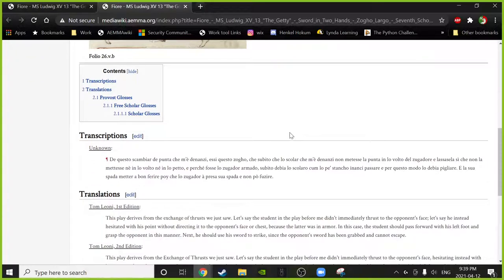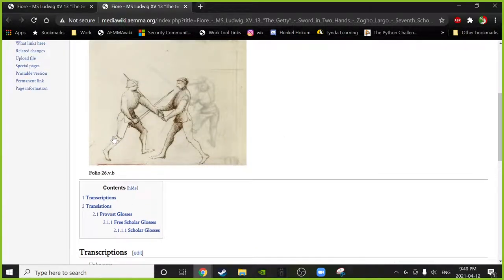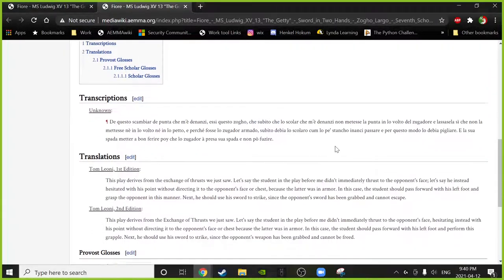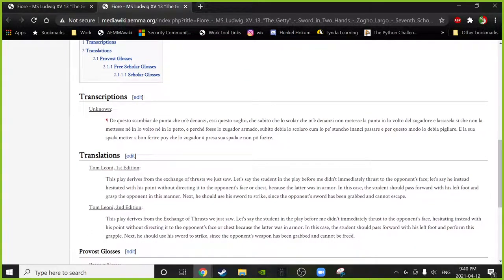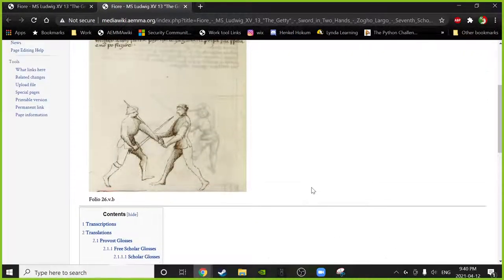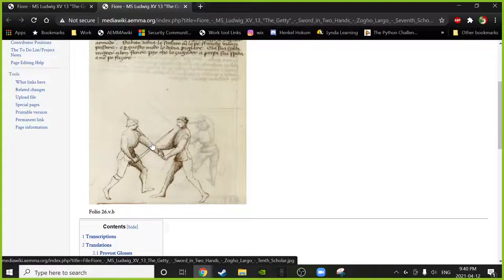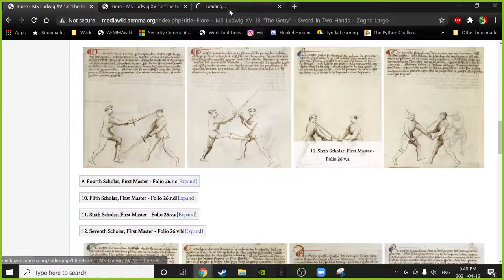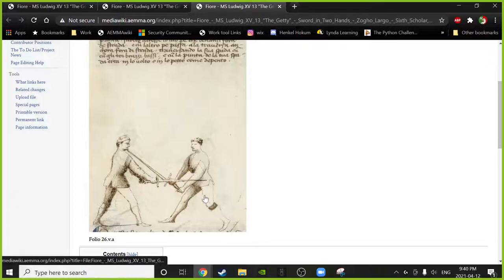So he says, if the scholar had not immediately thrust to the opponent's face, but he hesitated with his point without directing it to the opponent's face or chest because the latter was in armor. So he made the crossing, but he didn't pass forward to drive the crossing home. Okay, so let's recall, in this case, the student made the crossing with the right foot, and then he passed forward and drove the crossing home.